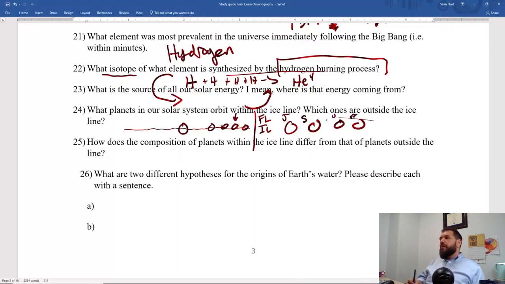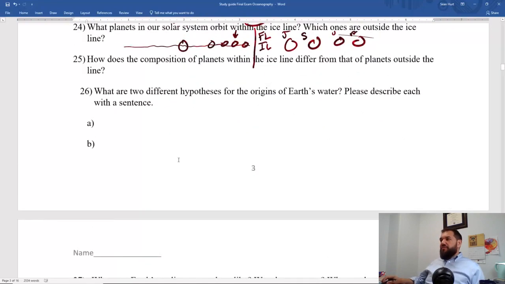Okay. So how does the composition of planets vary with the different ice lines? I just explained that above. Outside of the ice line, on the outside end of the solar system, you get planets that are composed mostly of lighter elements. So again, things like carbon, oxygen, helium, hydrogen, et cetera, okay? Whereas within the ice line, the planets are composed of heavy elements: iron, silicon, magnesium, etc.